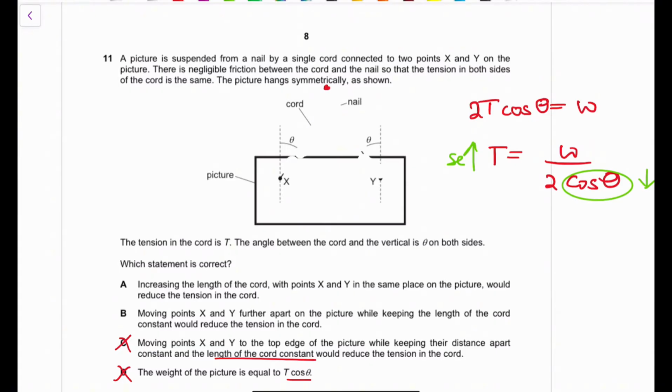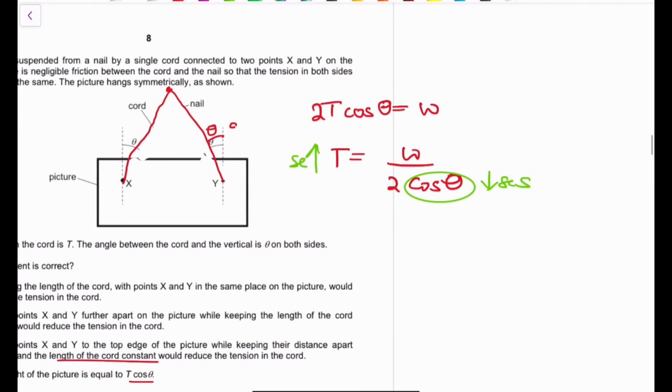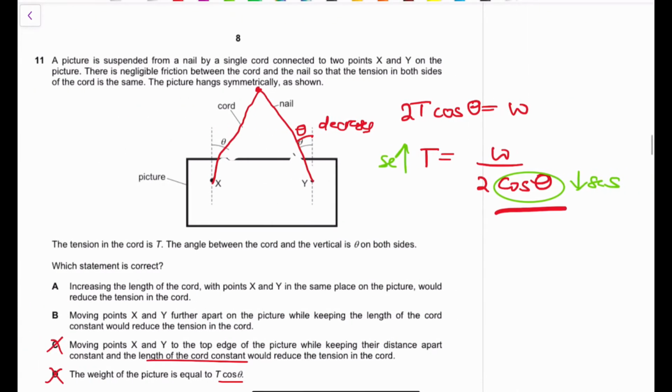What's going to happen is this is now going to be your value of theta. So your value of theta is actually going to decrease, and if theta decreases, cos theta is going to increase. If the value of theta decreases, hence the value of T will be reduced. So the answer will be A.